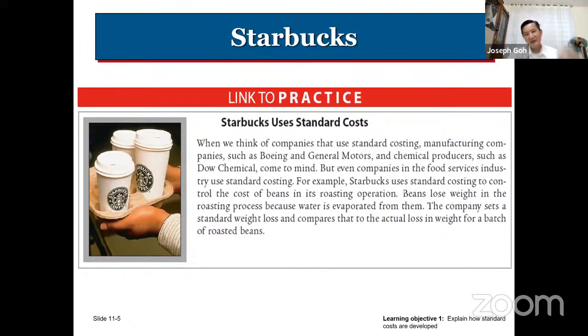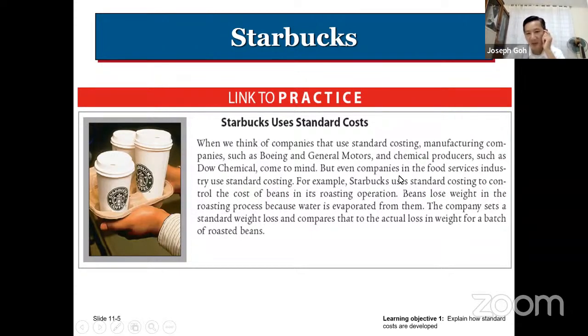We just go to this one, the explanation we downloaded from the portal. Okay, when we think of companies that use standard costing, manufacturing companies such as Boeing and General Motors and chemical producers such as Dow Chemical come to mind. Those are the big companies, GM, Boeing, the aircraft manufacturer. Those are big companies in terms of chemical producing. They also use standard costing.